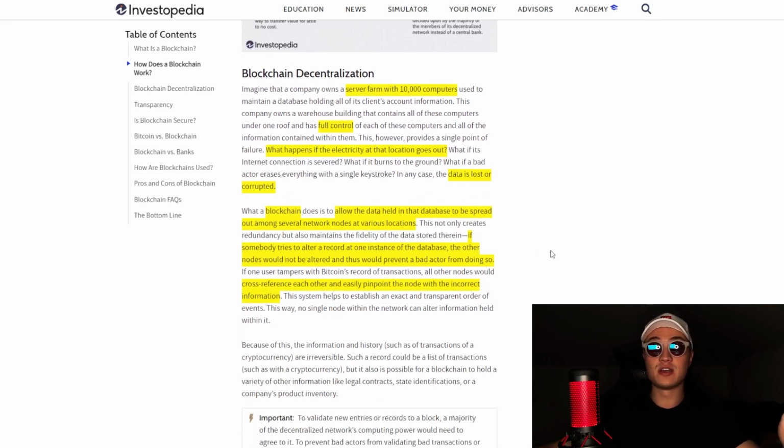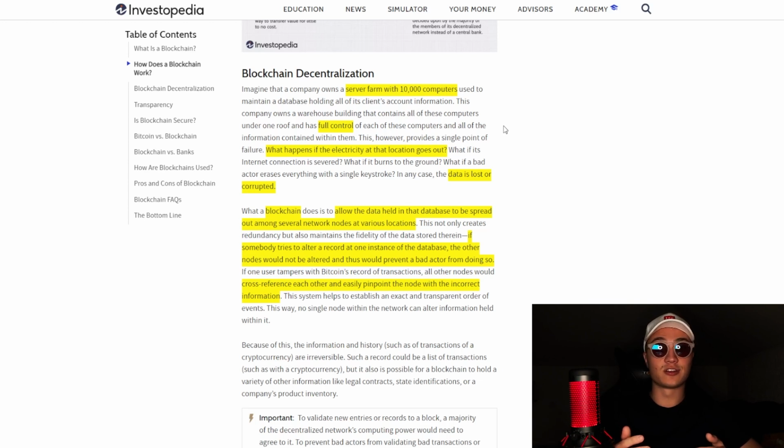So imagine that a company owns a server farm with 10,000 computers. They're maintaining a database holding all of the clients' account information. This means that everything under one roof has full control of everything going on when it comes to this client, right? But what happens if the electricity goes out?